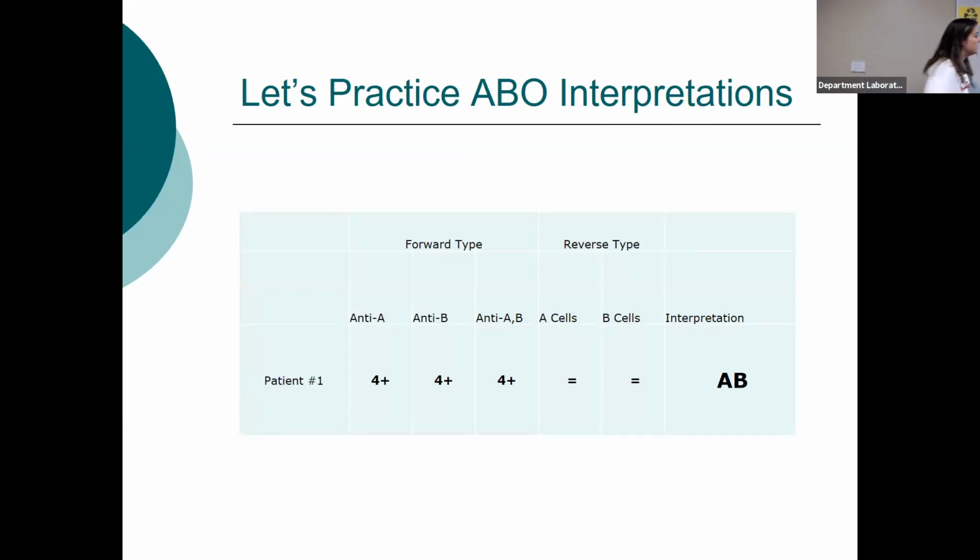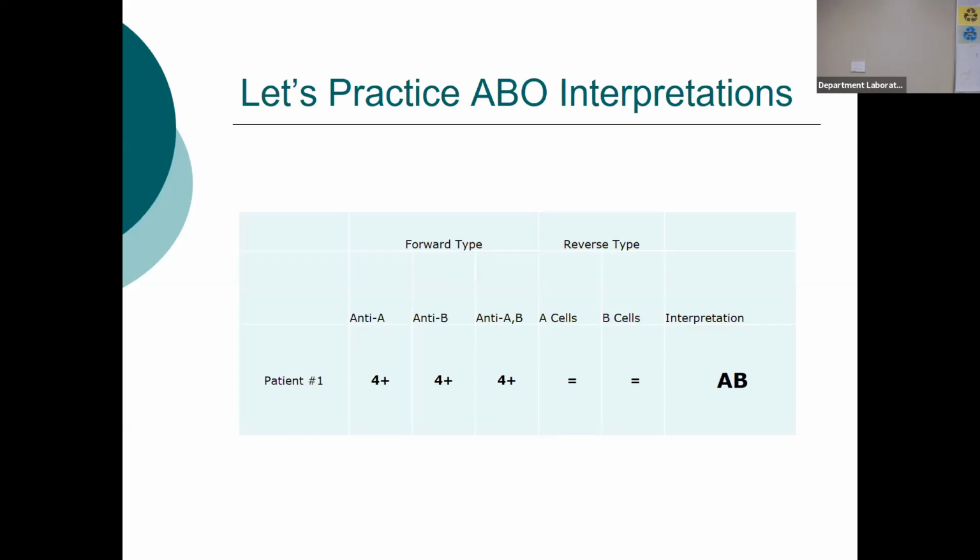Does that make sense? Notice how I asked you what your front type was, and then I asked you what your reverse type was. When we start identifying discrepancies, that's what you have to ask yourself. If I'm front typing as an A, but back typing as an O, that doesn't make sense. We have to investigate why that is.